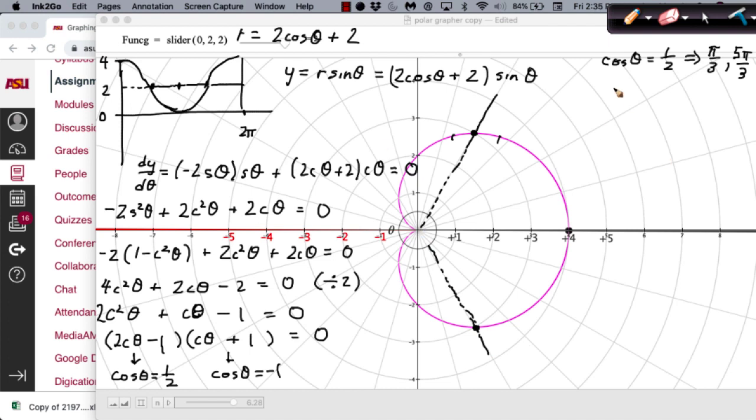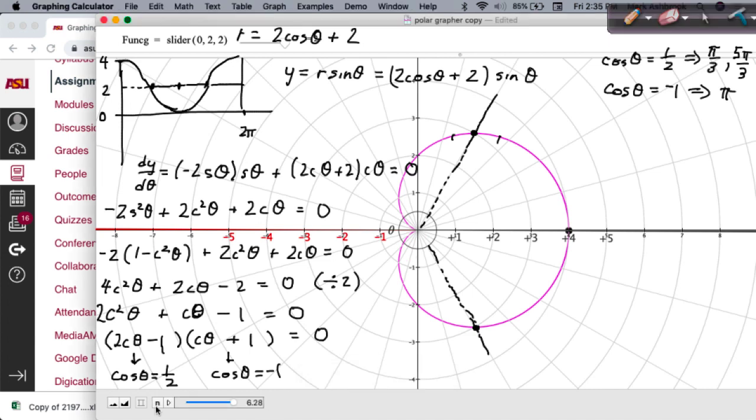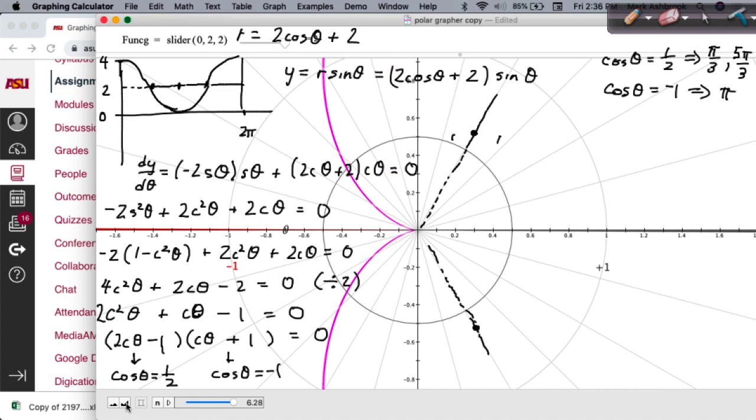And then where else? Cosine theta is negative 1. That's pi. Does it agree? So what are we saying? As we come into pi, it must flatten out. Right as it gets to pi in the pole, it must flatten out. You can zoom in a little bit. See that? As you get close to the pole, right when you get to pi it's going to flatten out and there's going to be no change in y, coming from both directions.